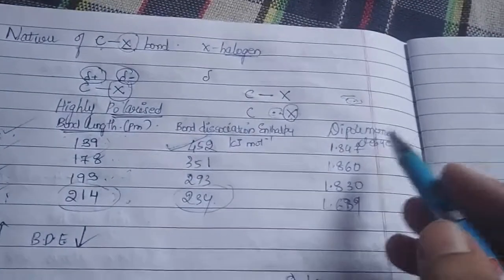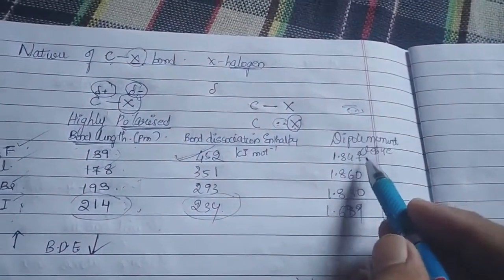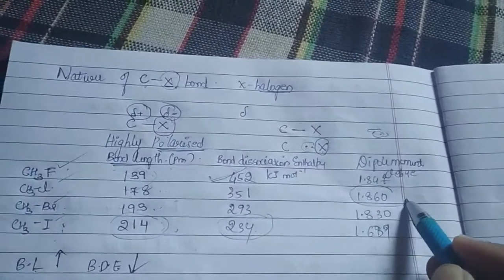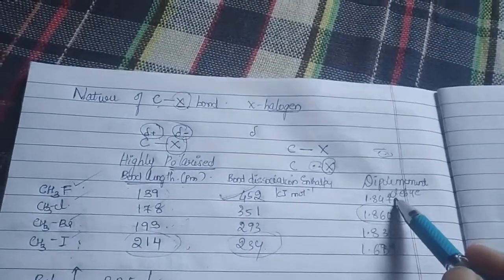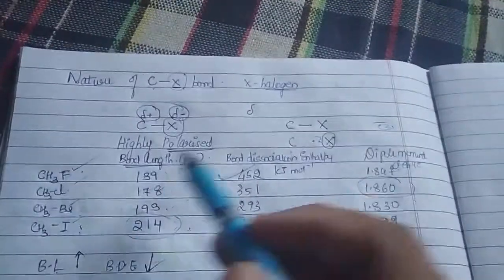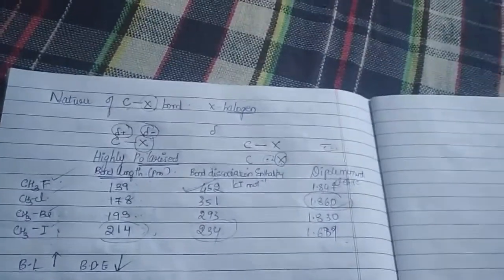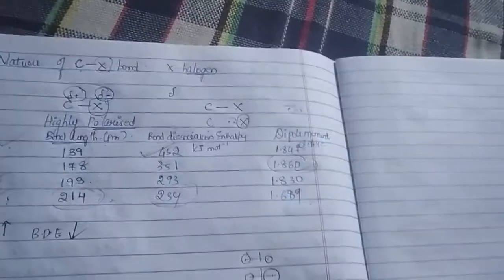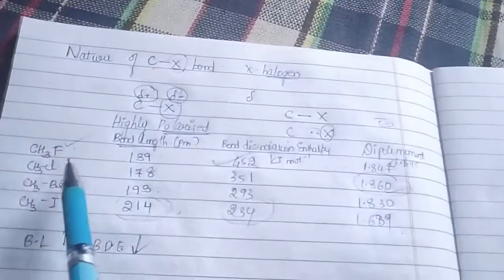Of course, comparative to that of chlorine, from fluorine to iodine it was generally decreasing, but with respect to chlorine it has increased. Why is it so? It is mainly because of the higher polarizability of chlorine.